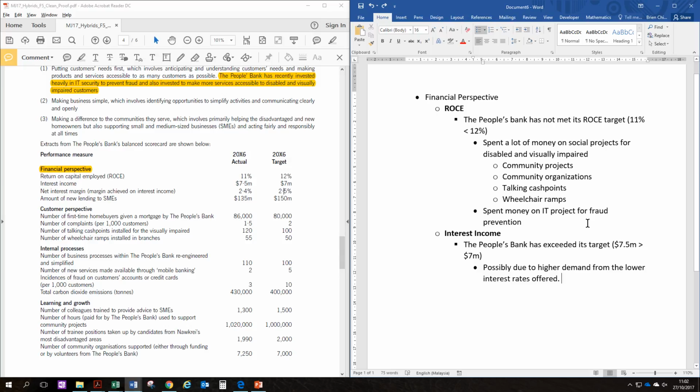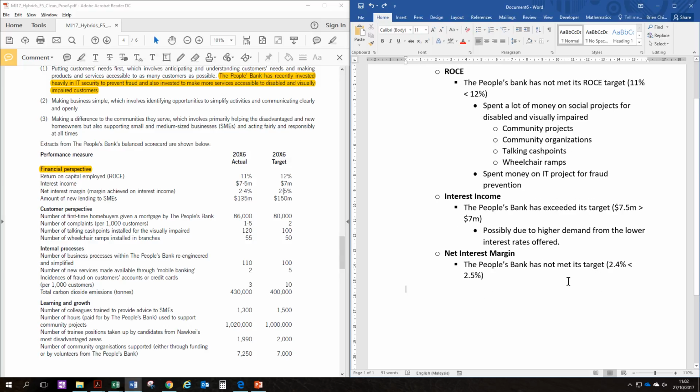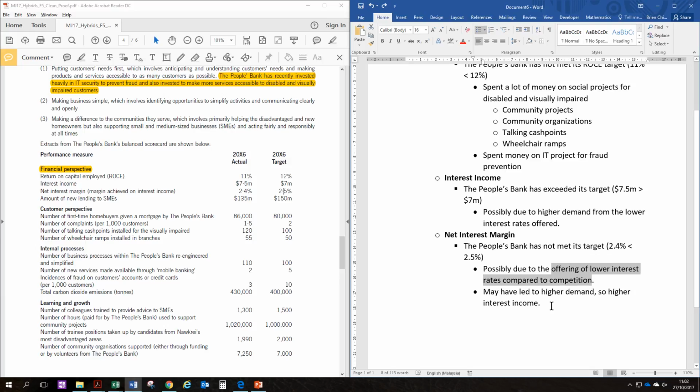So we can link that to the next KPI, which is the net interest margin. Again, stating the obvious, the People's Bank has not met its target. The reason why is because they have decided to offer lower interest rates compared to the competition, and this is linked to the interest income over here. So lower rates, higher demand, higher interest income.